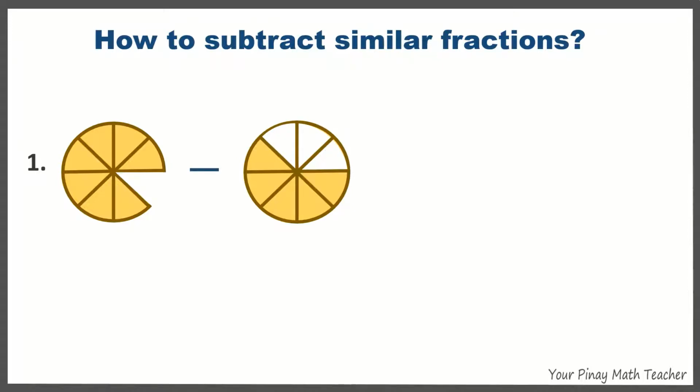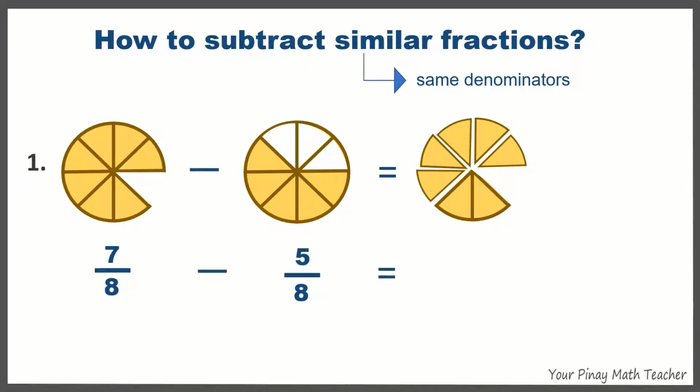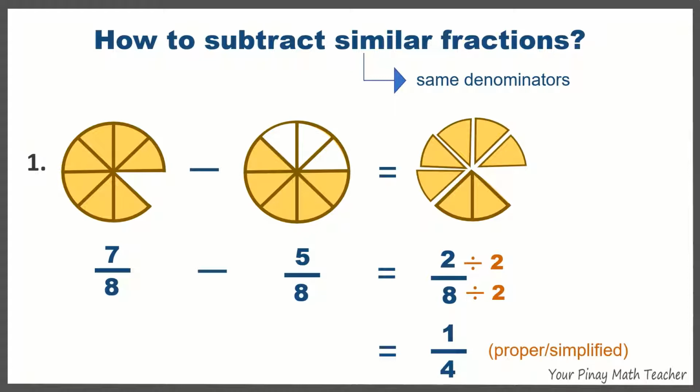How to subtract similar fractions or fractions with the same denominators. Number 1. 7/8 minus 5/8 is equal to 2/8. Since 2/8 is not yet in its lowest term, we have to divide both by 2. So we get the final answer of 1/4.